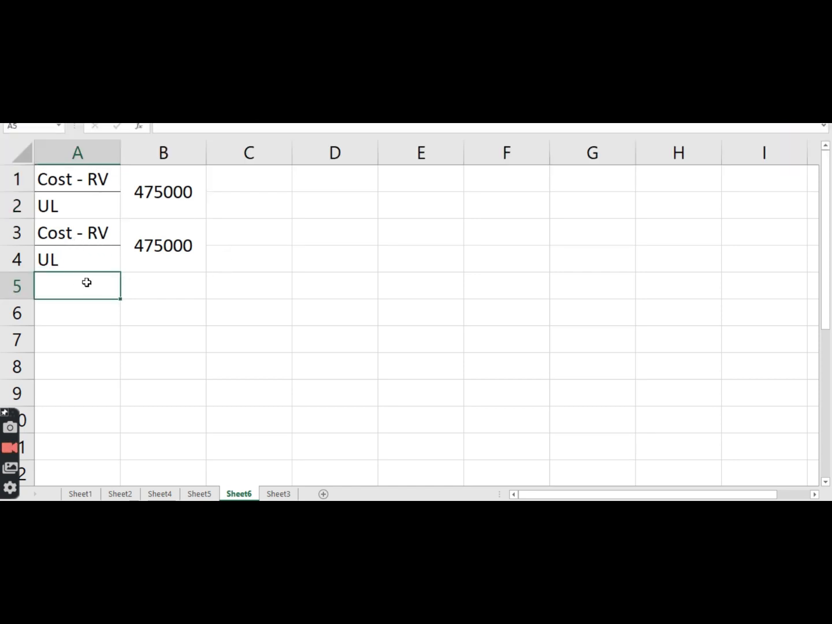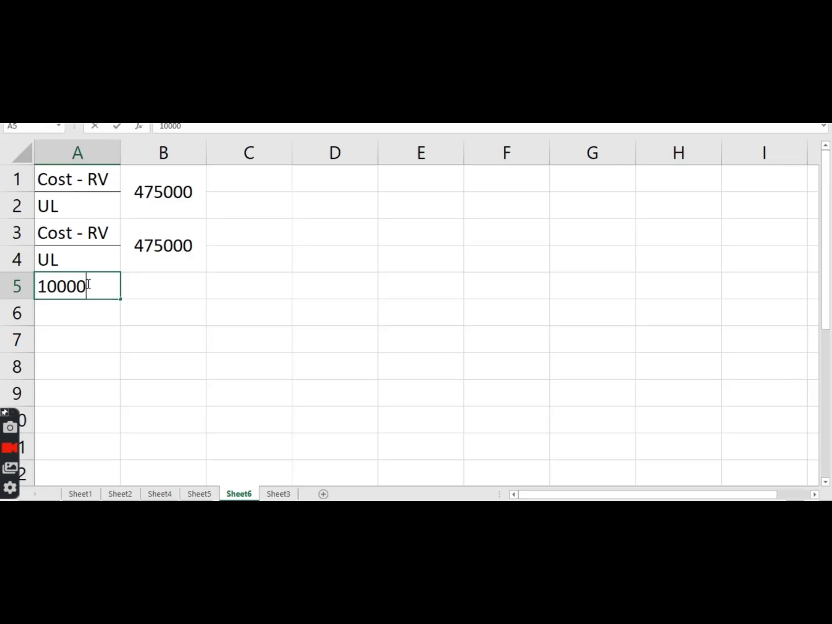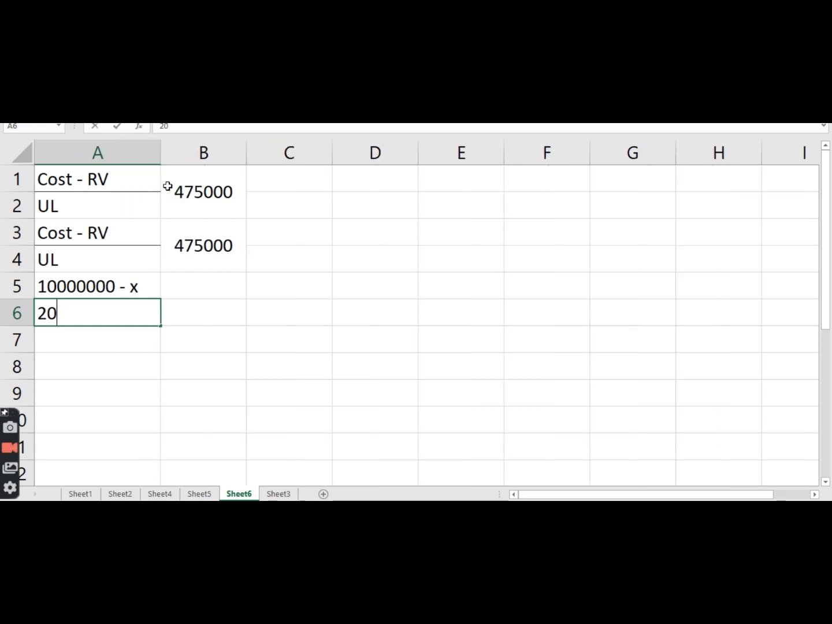So, ngayon, magkano yung cost natin? Diba, the cost is actually equal to, magkano na yun? Sa problem, nakalimutan ko tuloy. 10 million. Okay? Minus residual value. So, minus X. Hindi pa kasi natin alam yung residual value. Yung useful life, alam natin na yun ay 20 years. Tapos ito, same ulit.